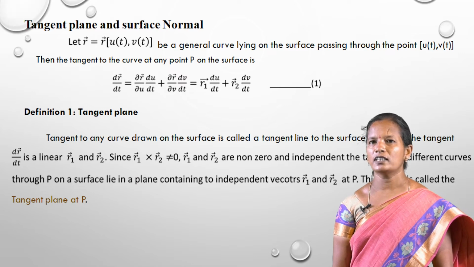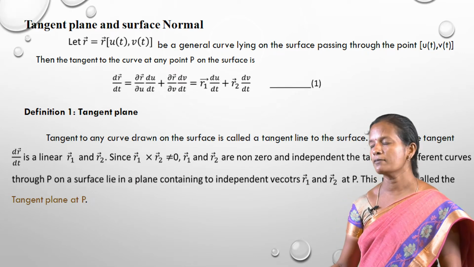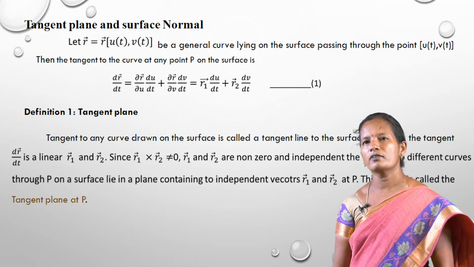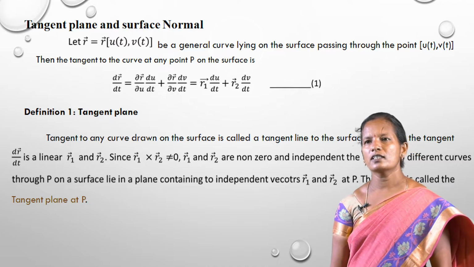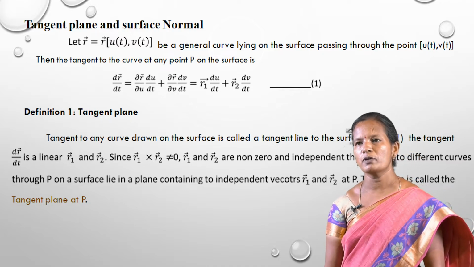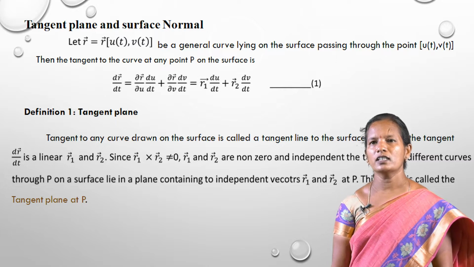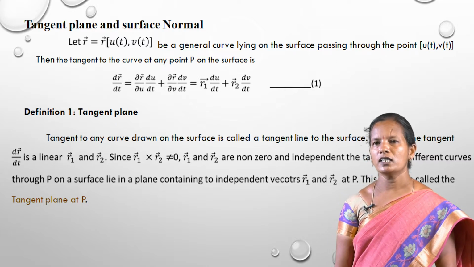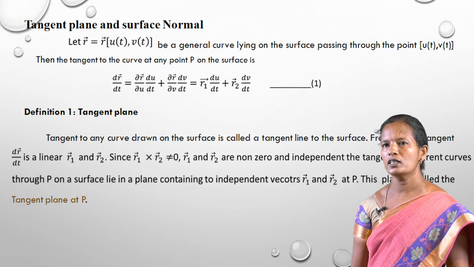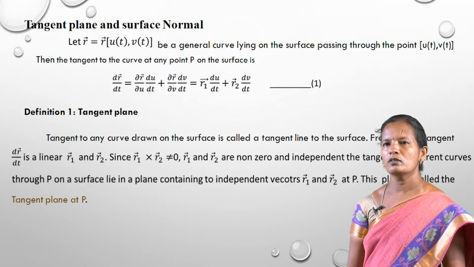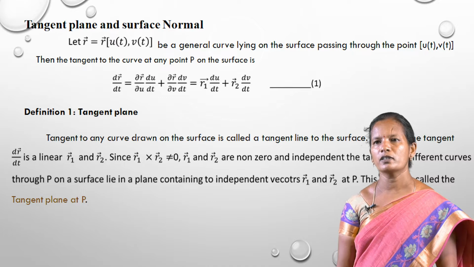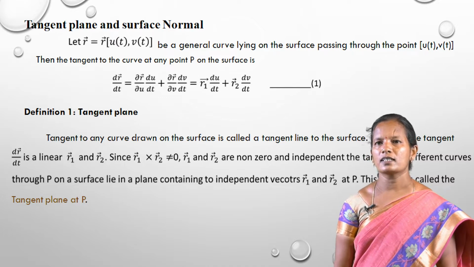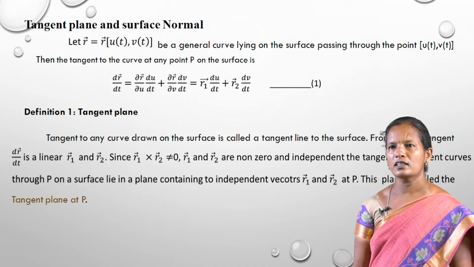First let us go for the topic tangent plane and surface normal. Let r vector equal to r vector of u of t, v of t be the general curve lying on the surface passing through the points u of t, v of t. Then the tangent to the curve at any point p on the surface is dr by dt is equal to dou r by dou u into du by dt plus dou r by dou v into dv by dt is equal to r1 into du by dt plus r2 into dv by dt. This is the general curve.